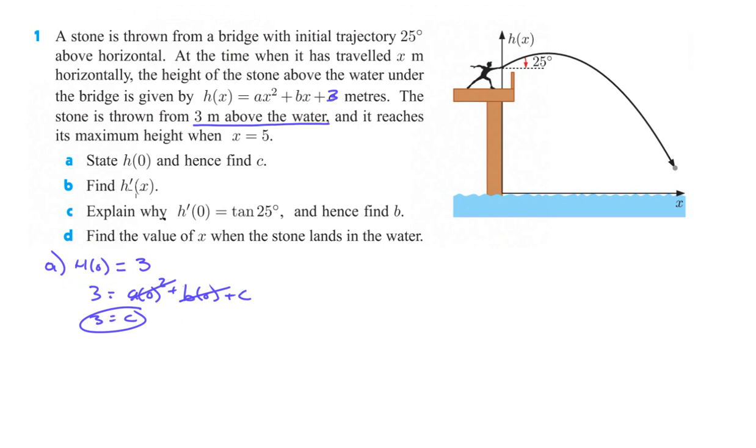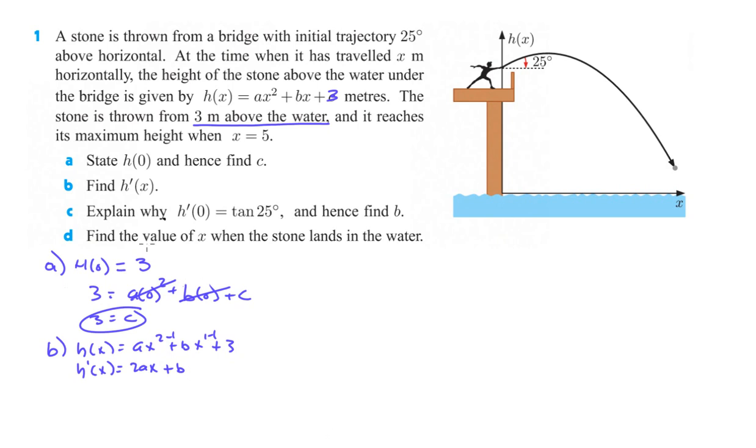Okay. Find h prime of x. So find the derivative. So we've got, again, h of x is ax squared plus bx now plus 3. So h prime of x is going to be what? 2a x to the first plus b, and then the x's are gone, and then the constant's gone. So it should just be 2ax plus b.